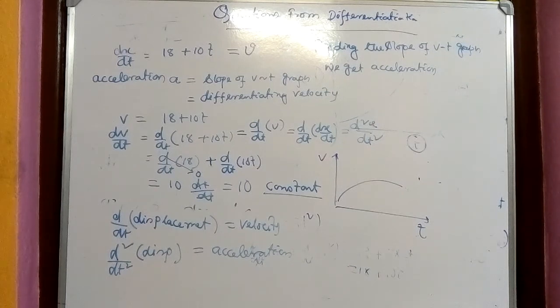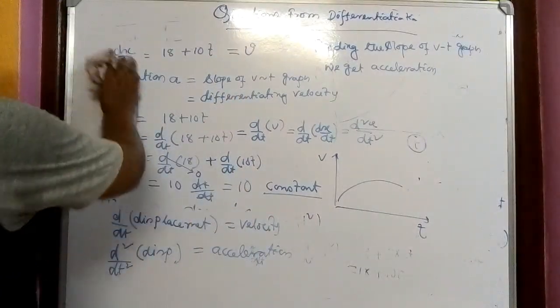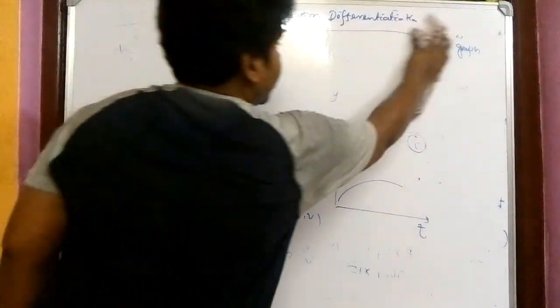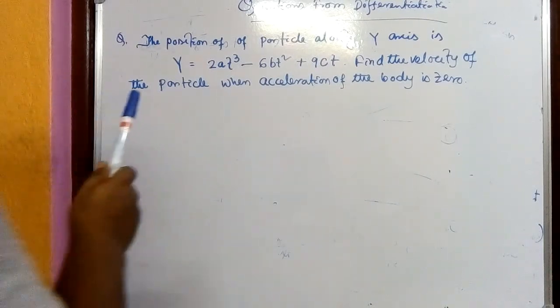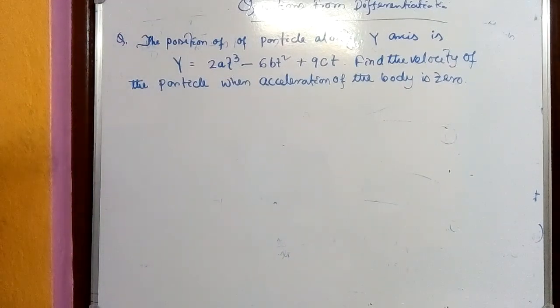Okay, so this type of question comes in exams, right? We will discuss more questions. Let's see what type of question has come in an exam. See, I have given a question to you, read it. What is written? The position of a particle along the y-axis is y equals 2a t cube minus 6b t square plus 9c t. It is told to find the velocity of the particle when the acceleration of the body is 0. See how we can do it.